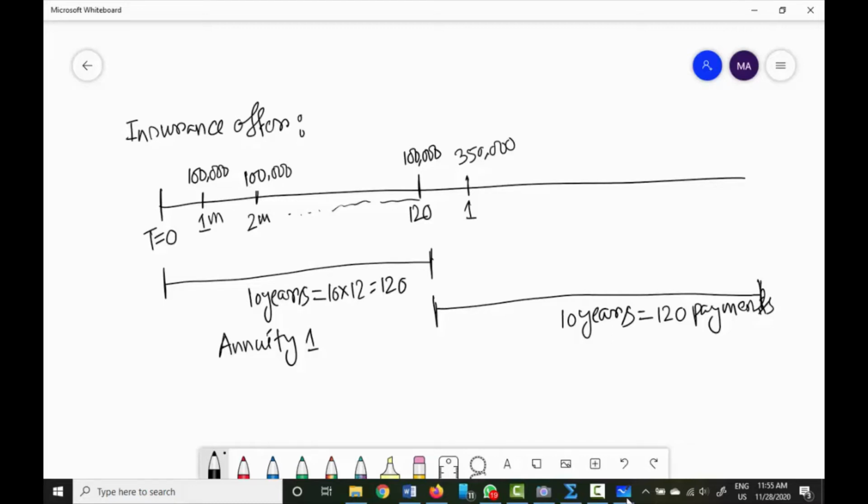So if Mr. Harun deposits 1 lakh taka at the end of every month up to 10 years, that means a total of 120 installments, then the insurance company will again pay him a total of 120 installments of 350,000 taka each for the following 10 years. Let us consider it as annuity 2. So this is the insurance offer.